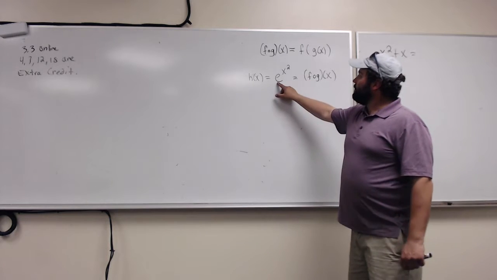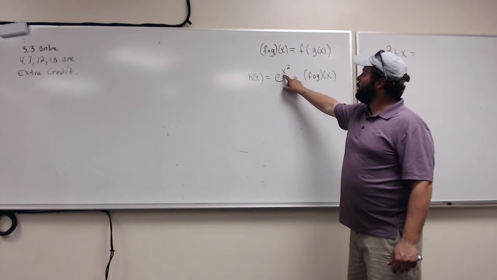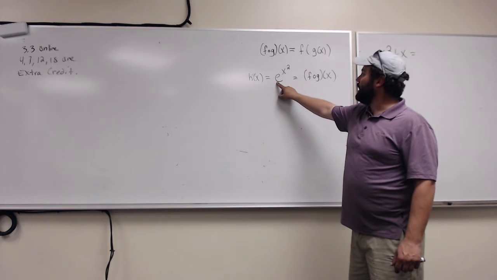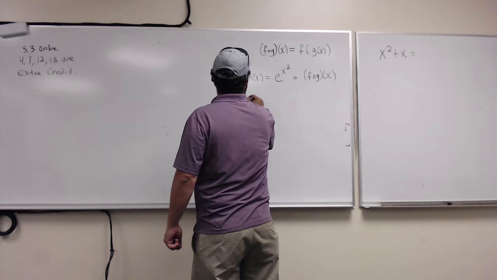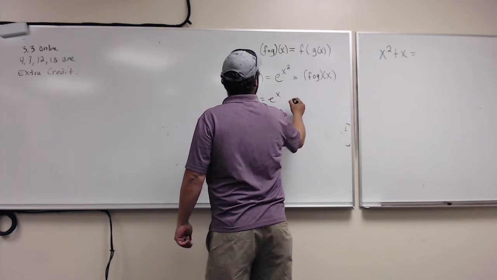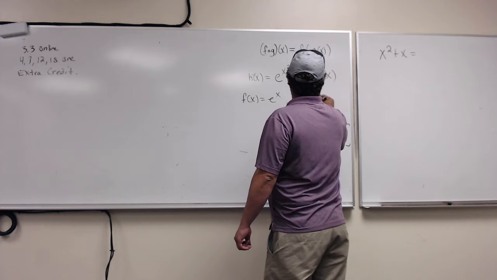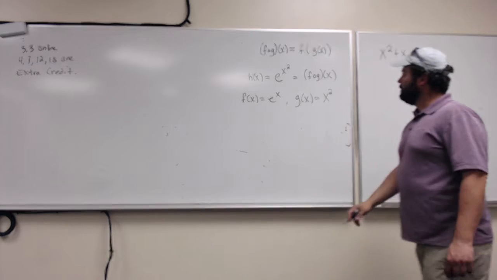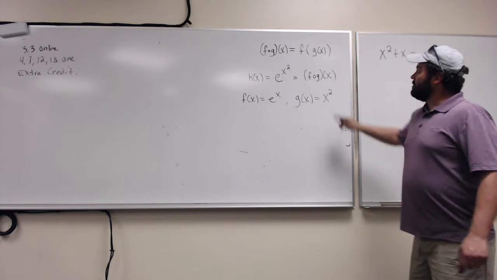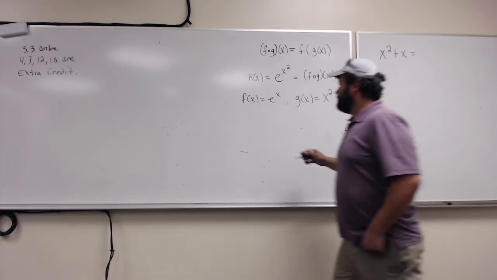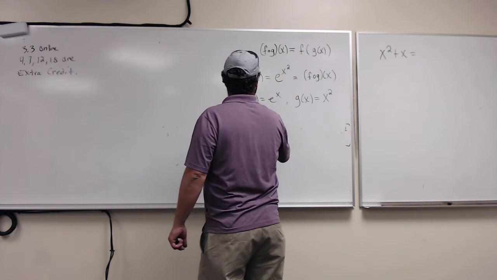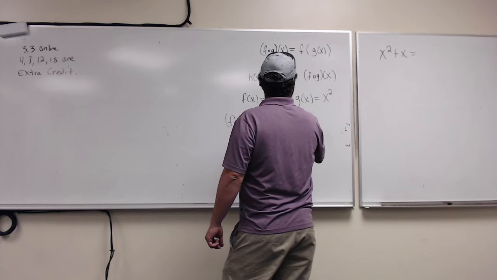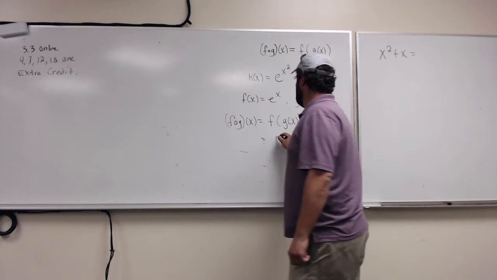Now, generally, if you have an exponential to a power, the power is really the inner function, and the exponential is the outer function. So, if I define f of x to be e to the x, and g of x to be the power x squared, watch what happens when I do f circle g of x. So now, f circle g of x, that's f of g of x by definition.